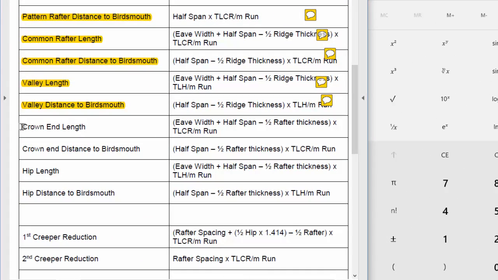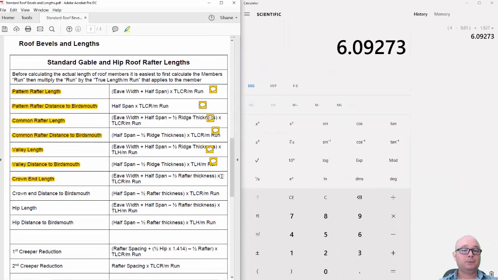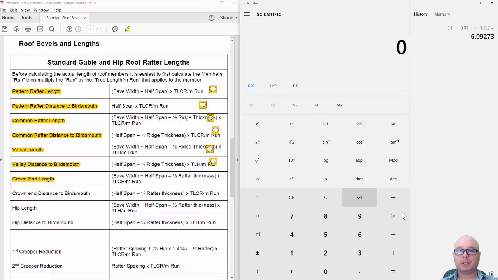The next calculation will be for the crown end length, and the calculation involves the eave width, the half span, and half the rafter thickness. And you multiply that by the true length of common rafter per metre run. So the only thing we haven't worked out so far is half the rafter thickness. So as I said before, the rafter thickness was going to be 50 millimetres. So you divide that by 2, so half the rafter thickness is 25 millimetres. So now knowing that, we input the information into the calculator, starting with the brackets. I'll just clear the previous calculation.